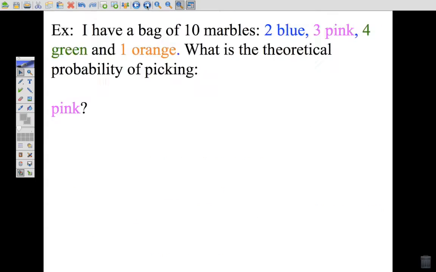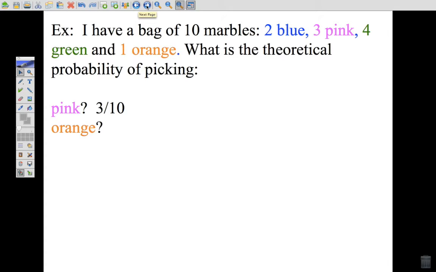Let's switch gears. Let's take a look at an actual example in a different kind of problem. Theoretically, if I have a bag that holds 10 marbles, 2 are blue, 3 are pink, 4 are green, and 1 is orange, what is the theoretical probability I could draw a pink marble? Well, how many pink marbles are in the bag? There's 3. How many total marbles are in the bag? There's 10. So my probability would be 3 out of 10.